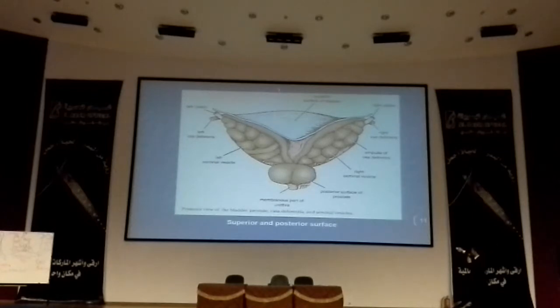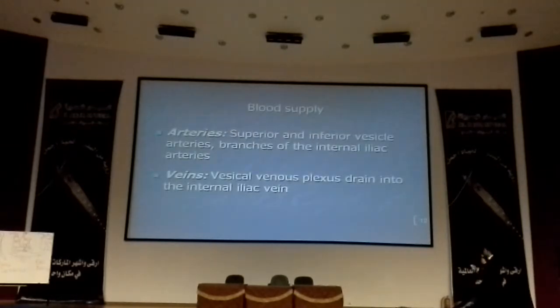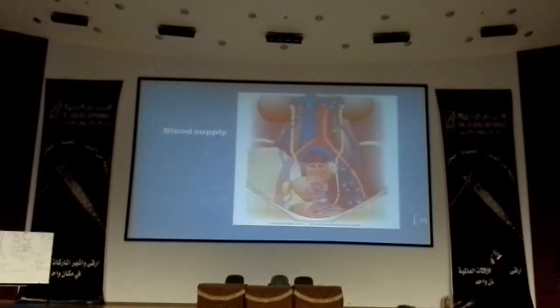You see, and this is the superior surface that is covered with peritoneum, and there is the inferior-lateral surface. As you see, this is the prostate gland. And there is a neck here, the neck of the urinary bladder. The neck of the urinary bladder is located above the prostate gland. Next, please. Next. Now about the arteries.